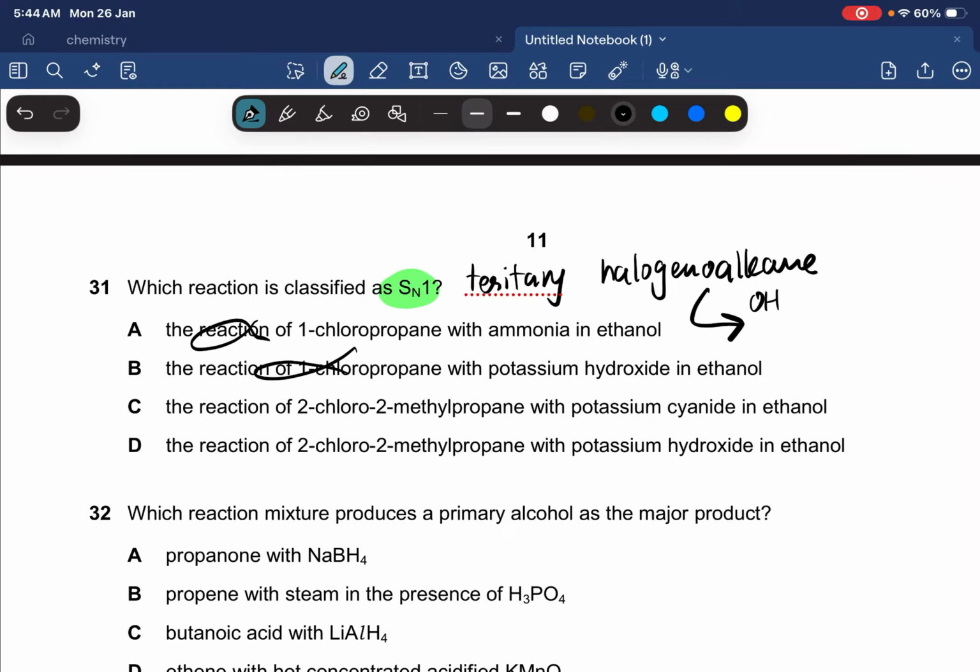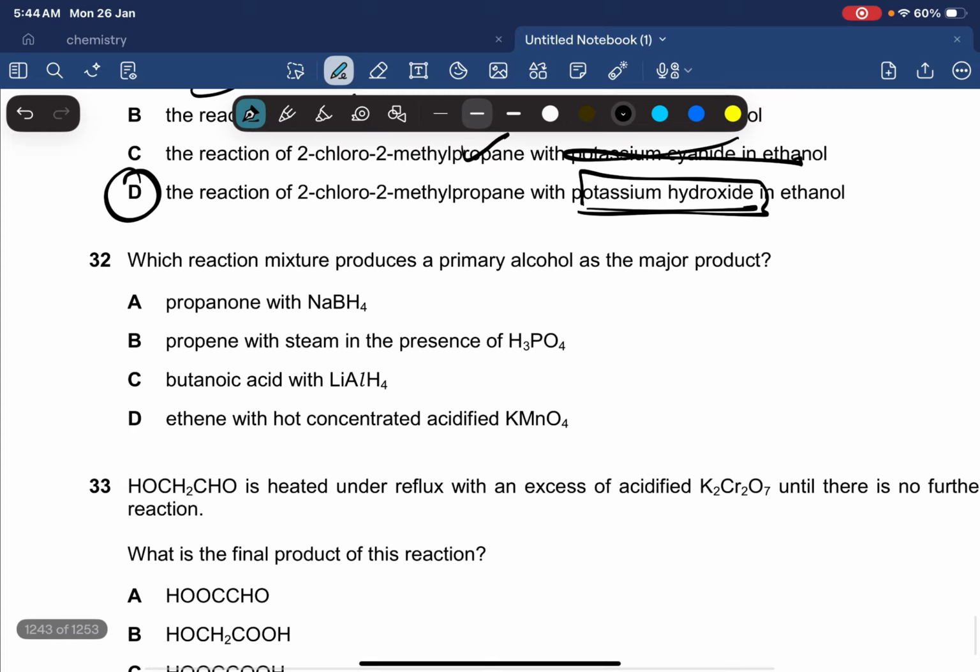A reaction of 2-chloro-2-methylpropane, yes, not with potassium cyanide, but with something that has OH, like potassium hydroxide and ethanol, which makes option D correct. Which reaction mixture produces a primary alcohol as a major product?